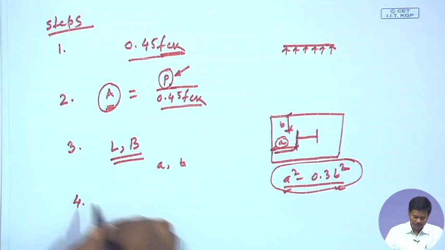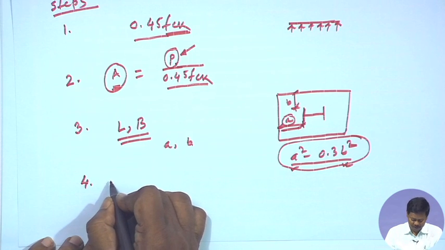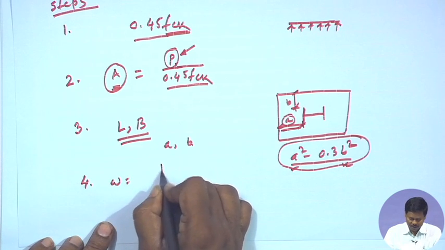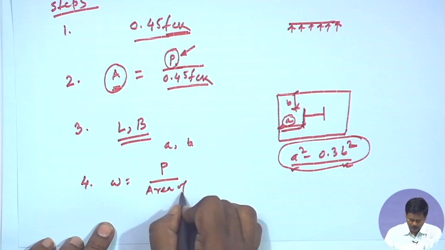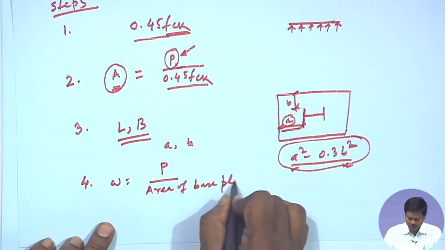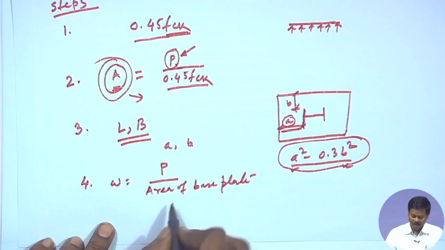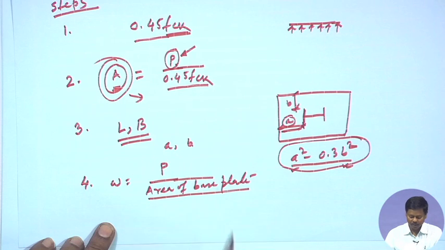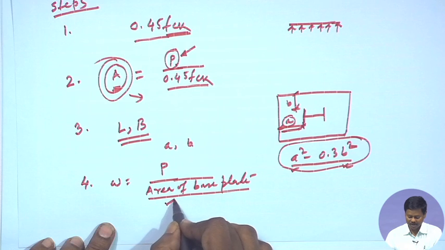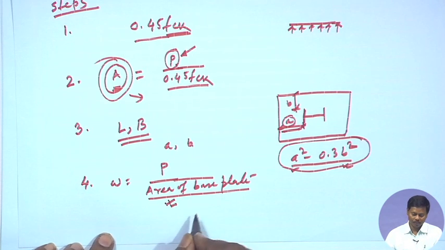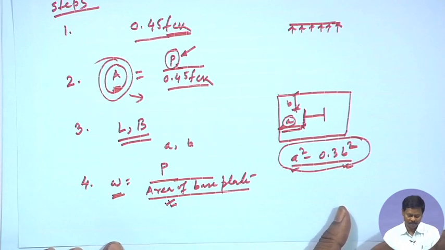Then in step 4, what can we find out? We can find out the actual intensity of pressure W, that is P by area of the base plate. This area of base plate is different from the required area, because this is the area we are going to provide, which will be a little higher, with consideration of a certain length and breadth of base plate. From that we can find out the intensity of pressure from the concrete pedestal.